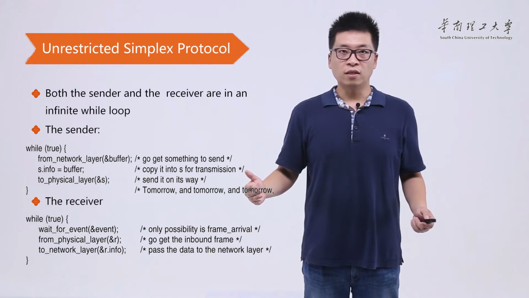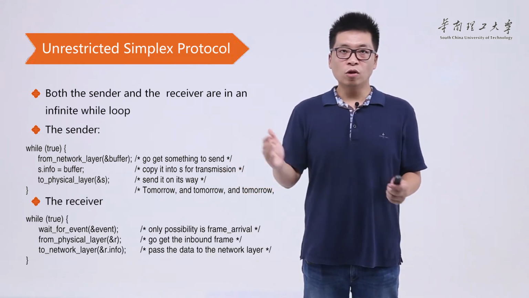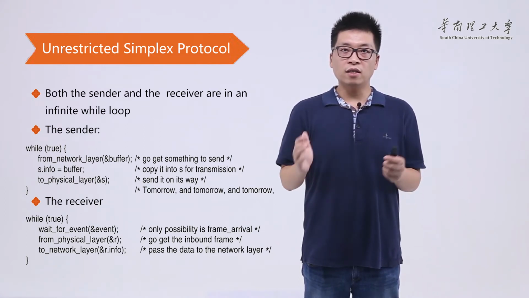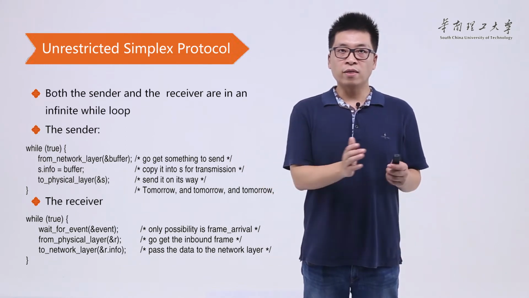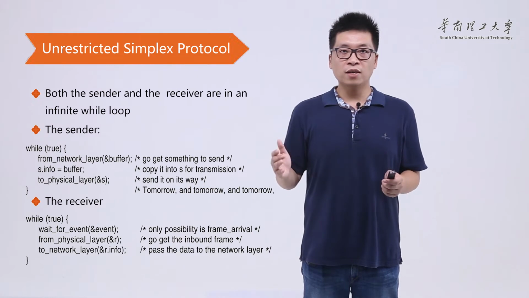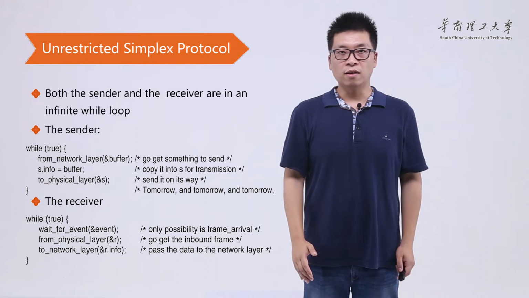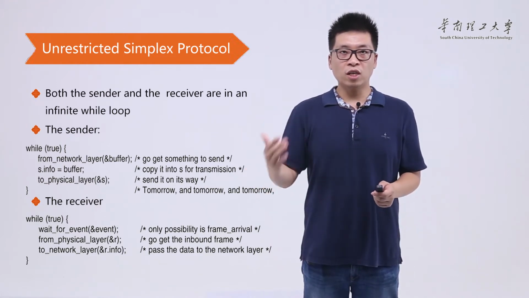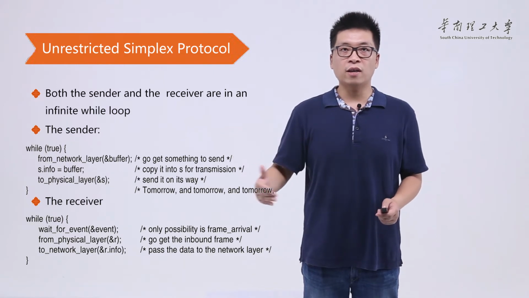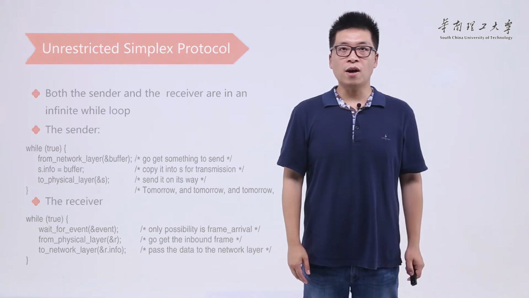For the receiver, it's quite similar. It's sitting in a while loop, always waiting for something to occur. The only thing that can possibly occur is the arrival of a frame. When the frame arrives, the receiver will immediately pass the data field of the frame to its network layer. So it sits in the loop, receiving the data, processing the data, passing the data to the network layer, and doing it again and again. So that is protocol 1.